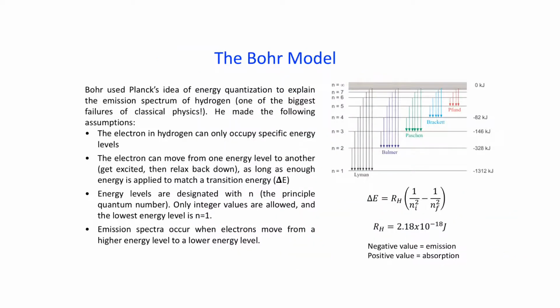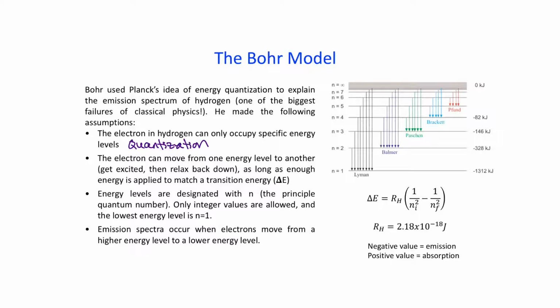So Bohr borrowed some ideas from Planck, that quantization idea, to try to see if he could explain the hydrogen emission spectrum. Okay, so Bohr used a few assumptions, again, based off of that quantization idea from Planck, and his assumptions were that the electron in hydrogen can only occupy specific energy levels. Okay, so that's that quantization idea that he borrowed from Planck. Right, and then he also said that the electron can move from one energy level to another. Okay, so that's what we just drew a minute ago.